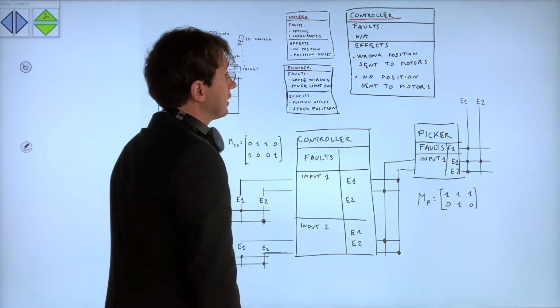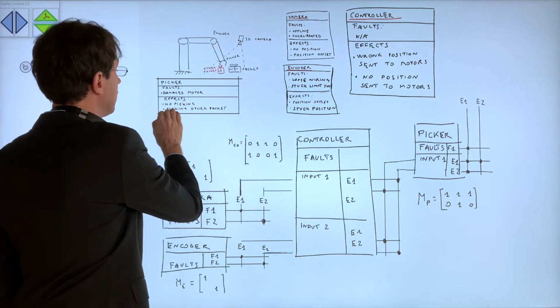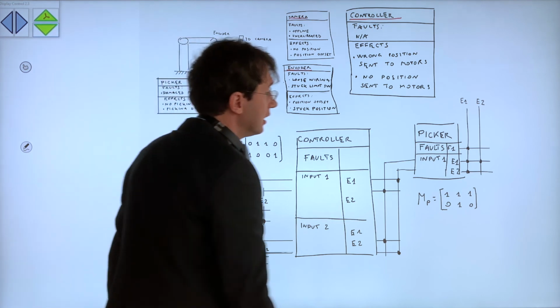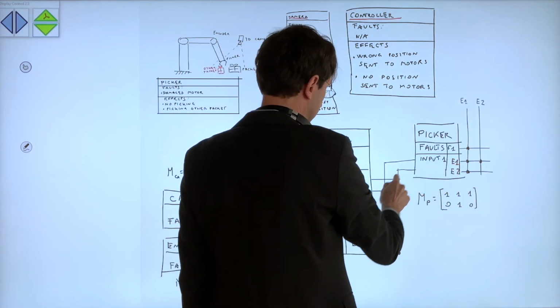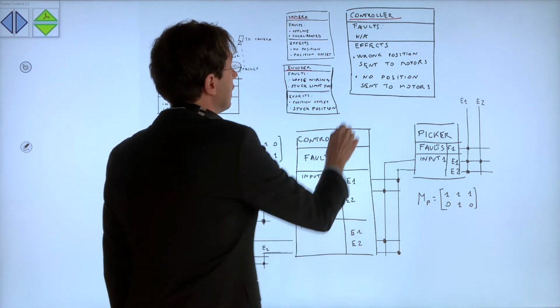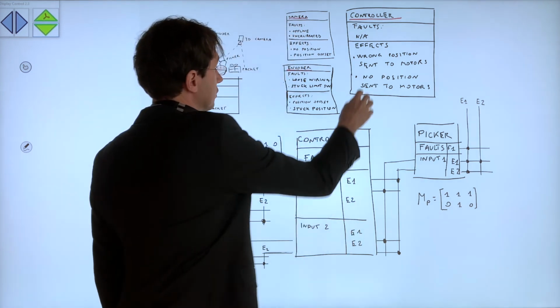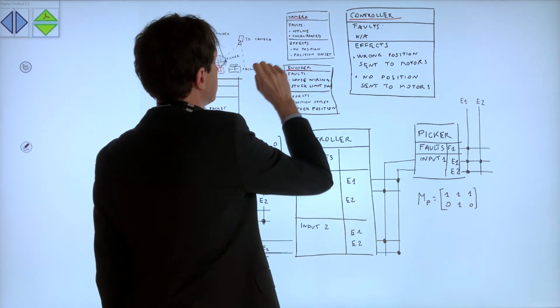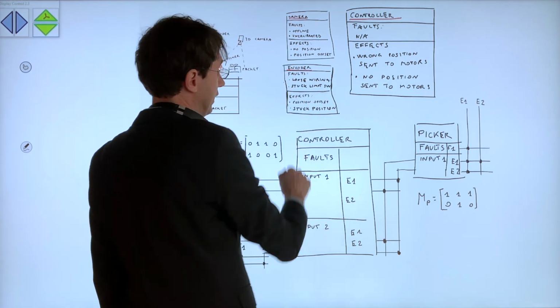The second effect that we can have out of the picker is that we are picking another packet. And this can occur if we propagate forward this effect from the controller, the first one, which was a wrong position sent to the motors. And this in turn can occur, we said, because of faults in the camera, like an uncalibrated camera, or loose wiring in the encoder.